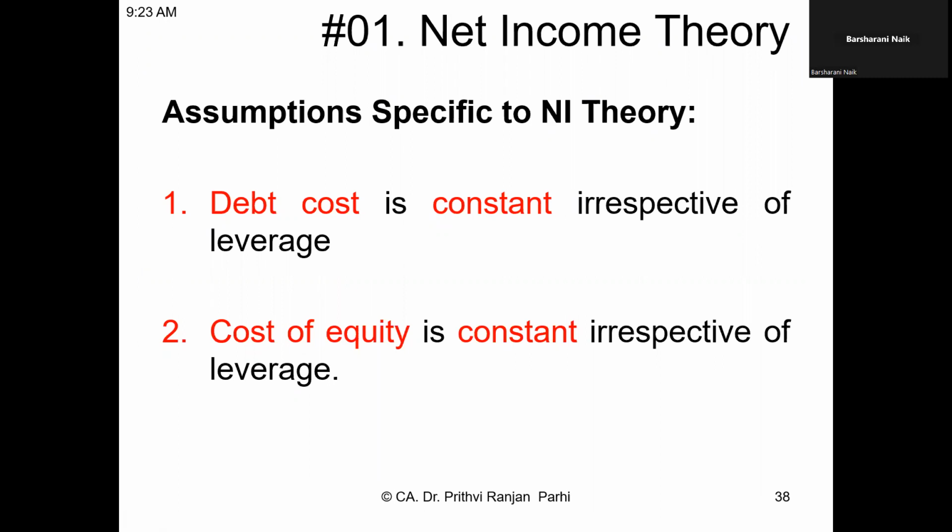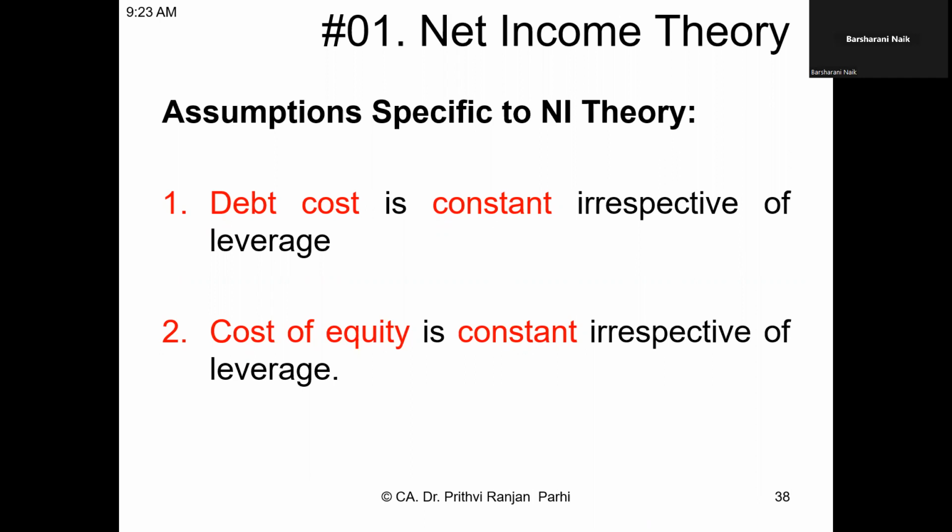Now there are some specific assumptions to the first theory. Assumption specific to net income theory. You see, the assumption is that debt cost is constant, irrespective of leverage. Irrespective of leverage means what? Whether you have zero debt or a substantial amount of debt, whether a small debt or a big debt, that doesn't matter. The cost of debt will remain constant.